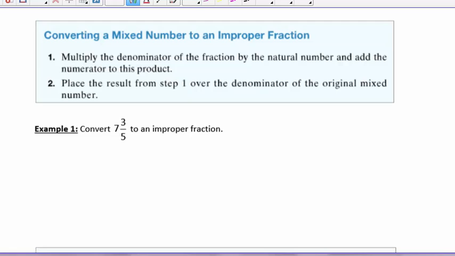As you can see from the steps listed above, what we're going to start with is multiplying 7 times 5, 35, plus 3. So I'll start with 35 plus 3 as the new numerator over 5, the original denominator, or 38/5 for the improper fraction.